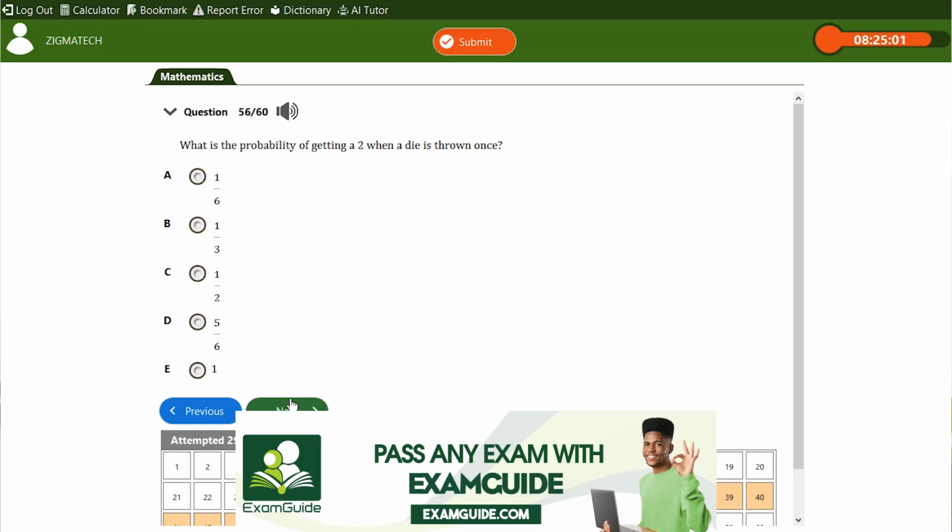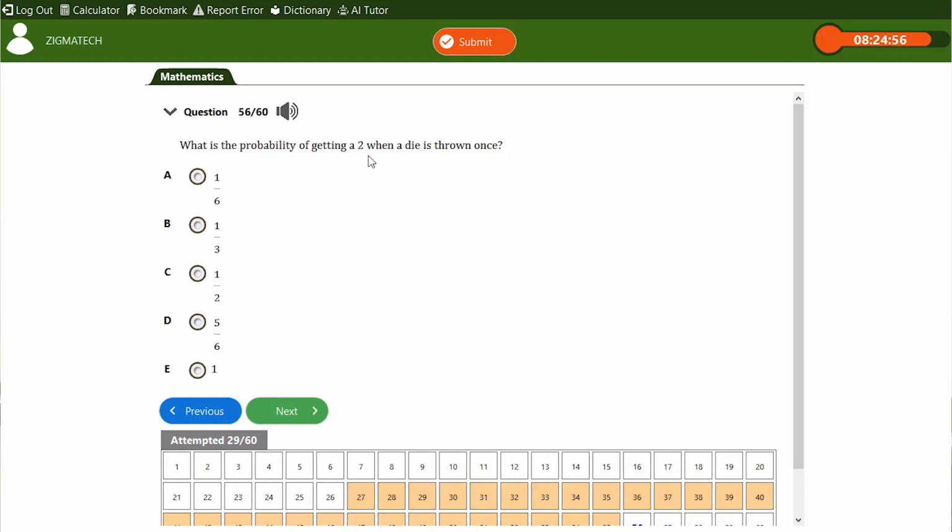Now, the next question says, what is the probability of getting a 2 when a die is thrown once? Okay? You know die, some of you played the Ludo game, right? All right. So that die has 6 possible outcomes, right? 6 possible outcomes. All right. Now they're asking, what is the probability of getting 2 when a die is thrown? The probability is the favorable outcome divided by the possible outcome.